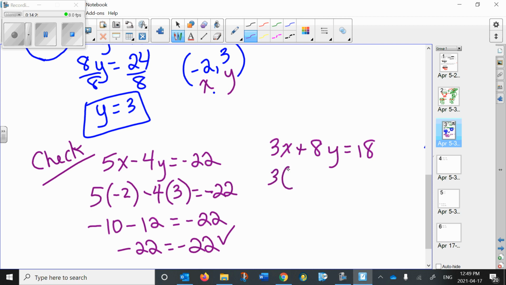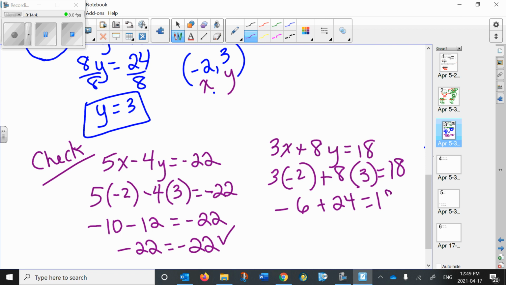So 3 times my x, which is -2, plus 8 times my y, which is 3, equals 18. And we're going to get -6 plus 24 equals 18. And what is -6 plus 24? Well, that is indeed 18 is equal to 18.